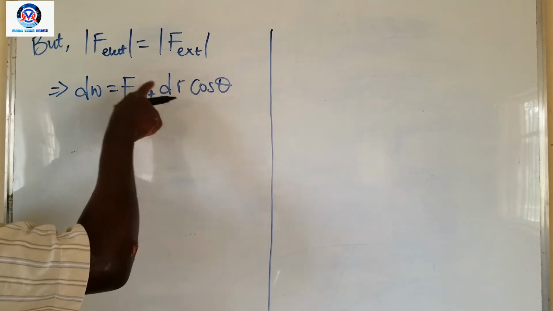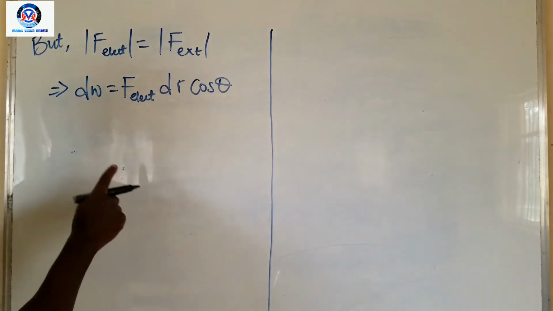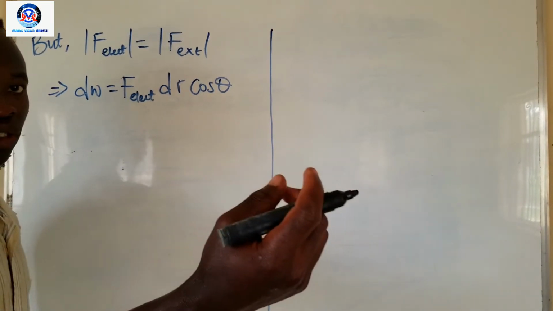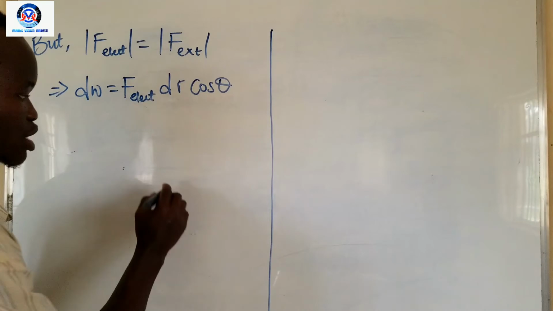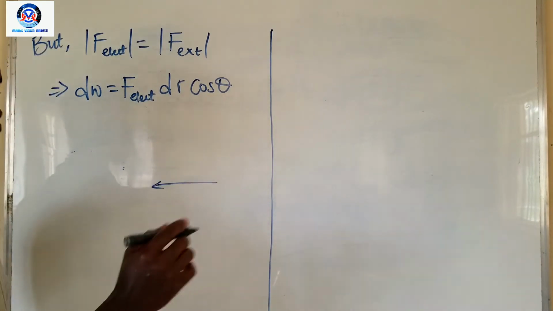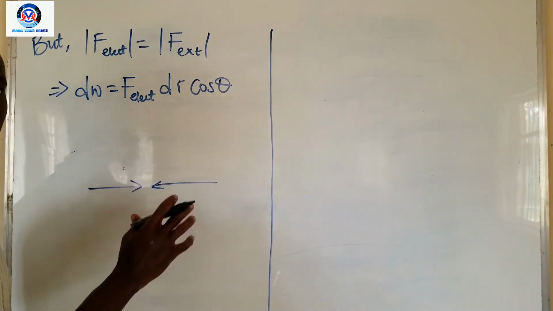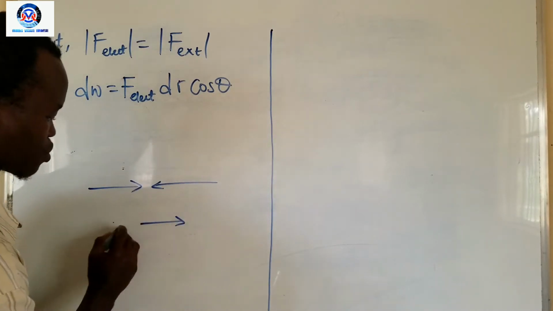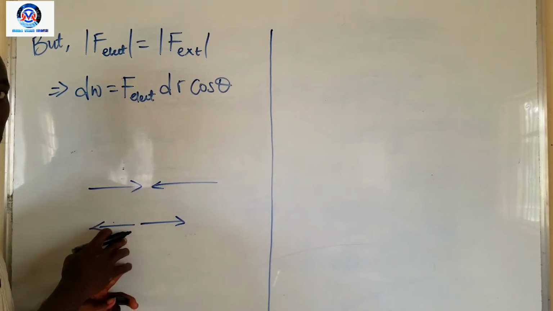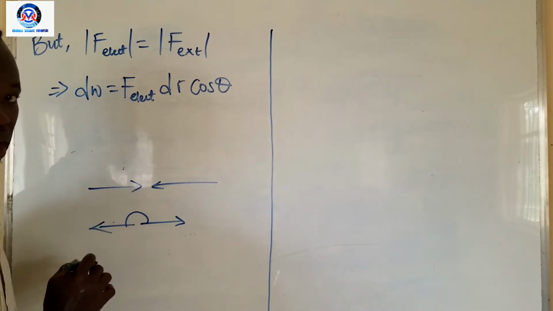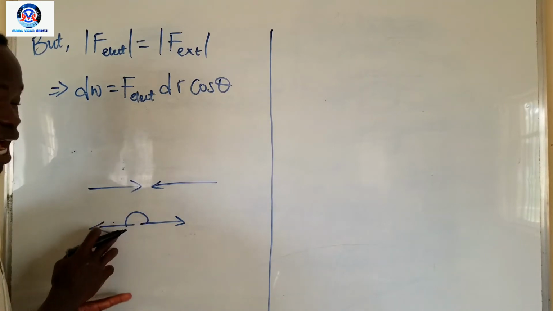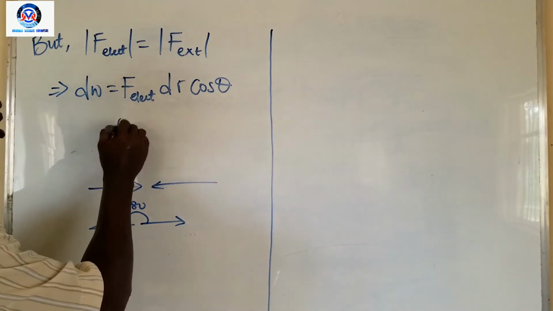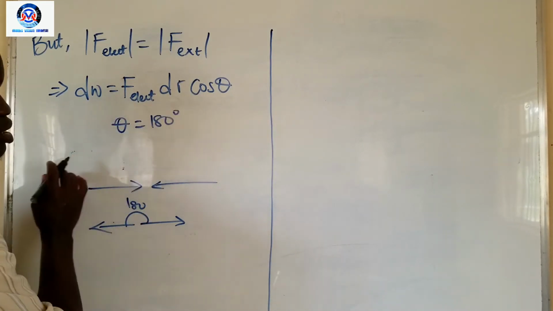Theta is the angle between the small distance and the electric force. Don't forget that the direction in which the charge is moving is opposite to the direction of the electric force. They are in opposite directions, and this implies that the angle between the electric force and the direction of the charge is 180. So here we have that theta equals 180 degrees.